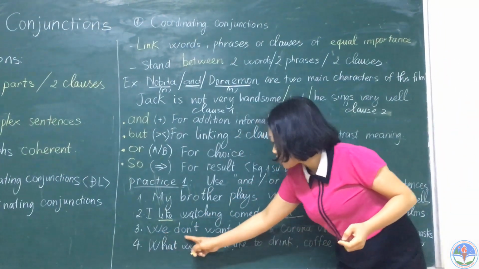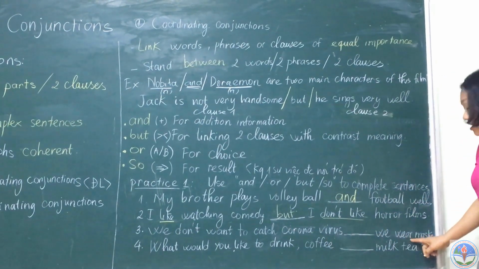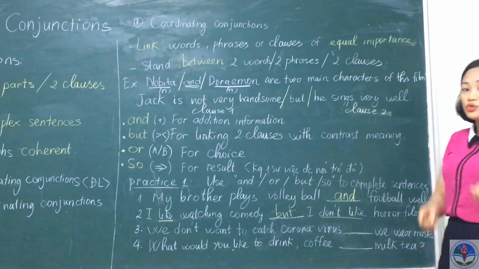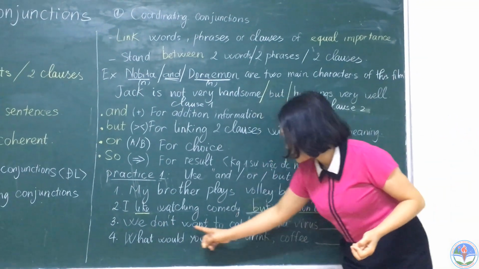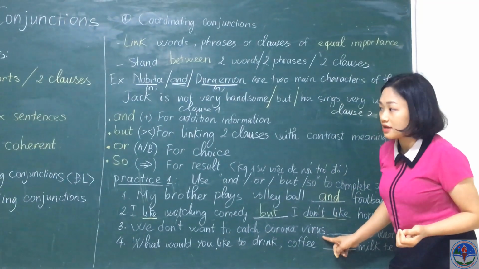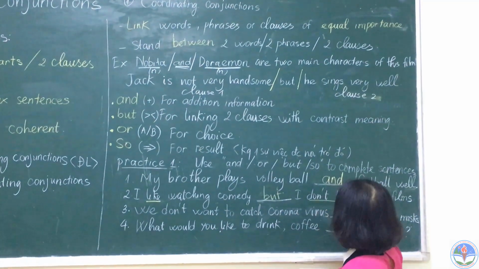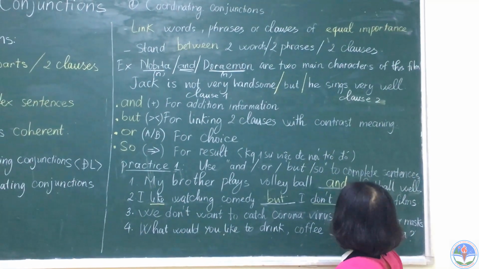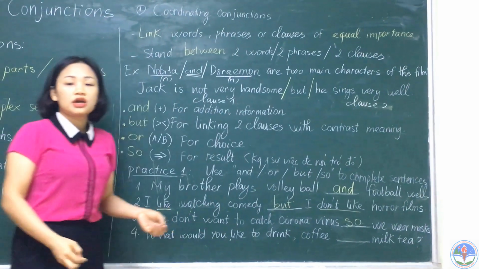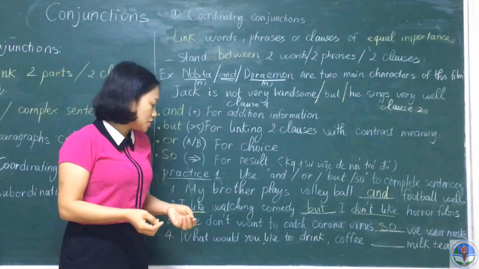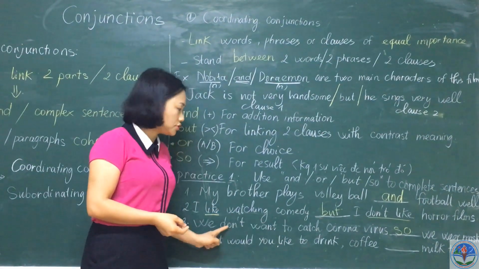Number 3. We don't want to catch coronavirus, dot dot dot, we wear masks. Do you wear masks? Alright. Here, we don't want to catch coronavirus. In this sentence you can use "so", because we wear masks in this case as a result. When you talk about the result, you can use "so" in the middle of the sentence to connect two different clauses.